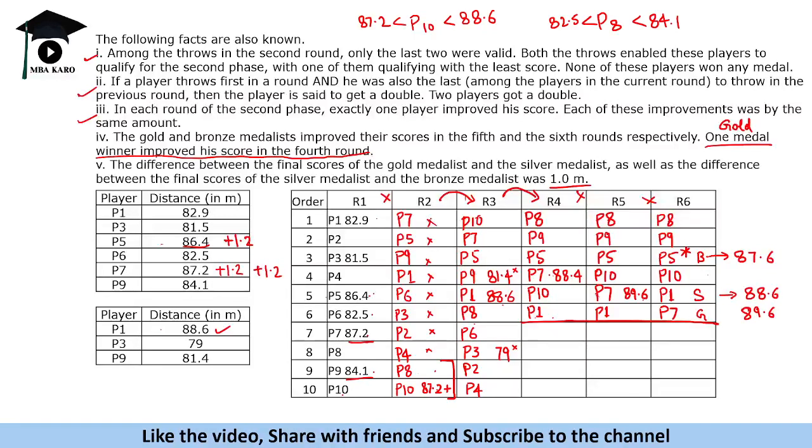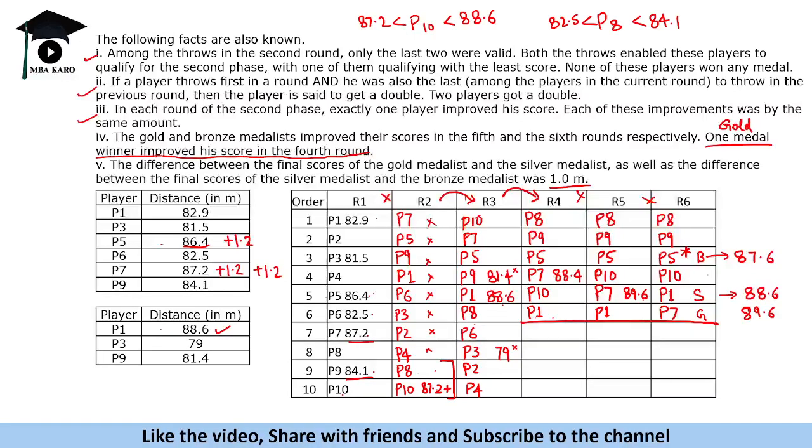Now again in this case he could have been behind P10 also. That is also possible, right? Yes, of course he was behind P10. So this is how we will get the value. So in this round, P7 hit 88.4, moving to 89.6, and in this round 89.6, getting the gold medal. So all the conditions are satisfied. So this was a very, very tricky question and definitely not to be touched in the examination.